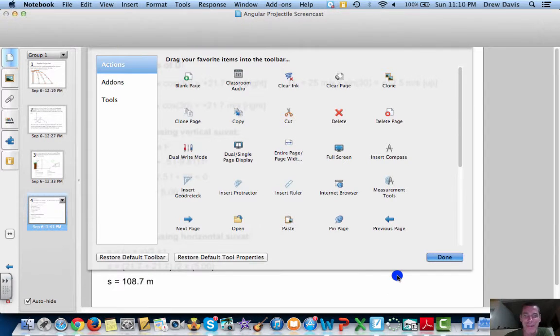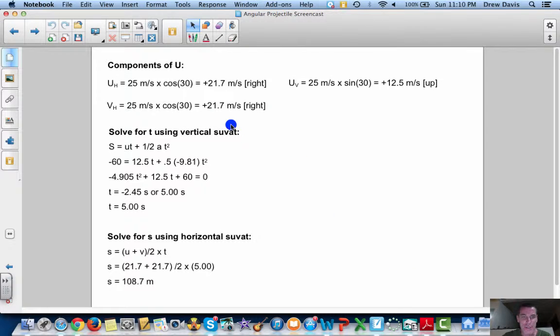Now I have my spinning ball. What we're going to do first is use trigonometry to solve for the horizontal component, u_h. 25 times cos 30 equals 21.7 meters per second to the right. That's both the initial and final horizontal velocity, because nothing pushes the ball left or right once it's fired, because we're ignoring the air resistance.